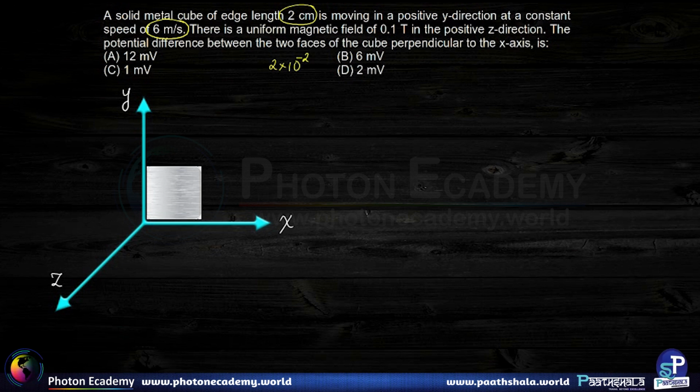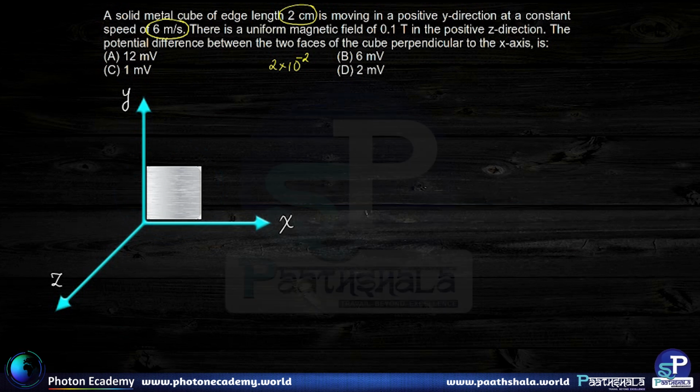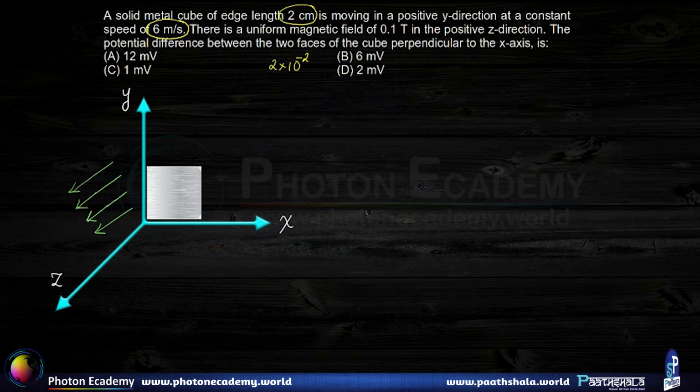Okay, there is a uniform magnetic field 0.1 Tesla in the positive z direction. So here in the positive z direction, a uniform magnetic field is present. Uniform means at different points in space, the magnetic field has the same magnitude. That is the meaning of uniform. And constant means at different points in time, the field strength is the same or constant. Okay, so constant pertains to time and uniform pertains to space.